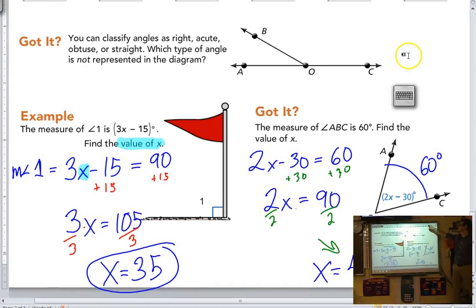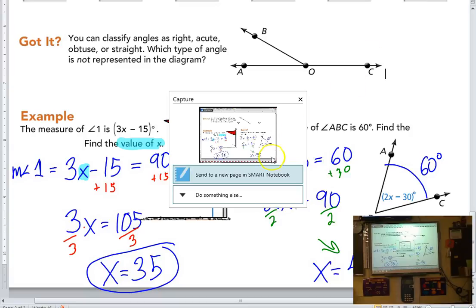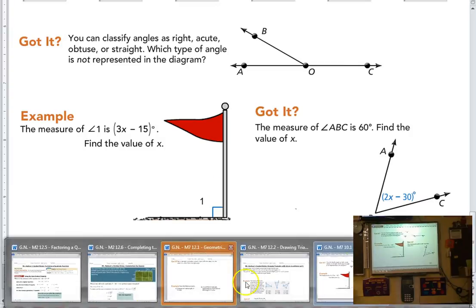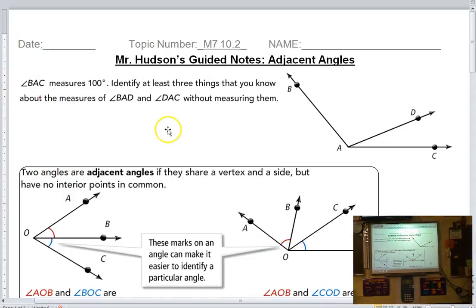I don't know what's going on with my board, guys. Yeah, but I just did. So go ahead and flip to your 10-2 notes. So check out this beginning problem while I calibrate.